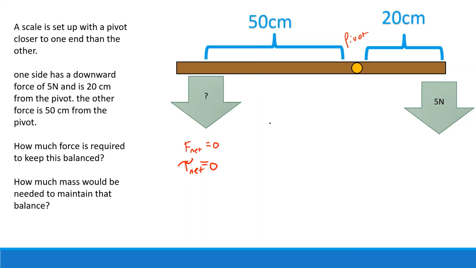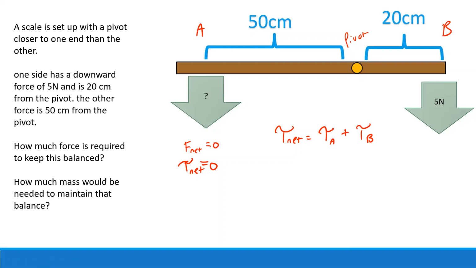So that means that we know that if we call this one here A, and we call this one here B, you might have multiple things. You may have multiple different weights sitting on here, which would have different forces and stuff like that. But what we can do is we can say our net torque is going to equal the torque of A plus the torque of B. This is the sum of all the torques.